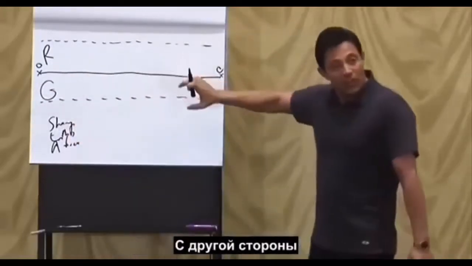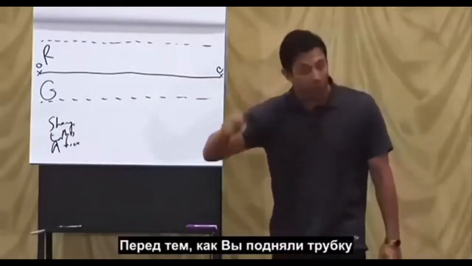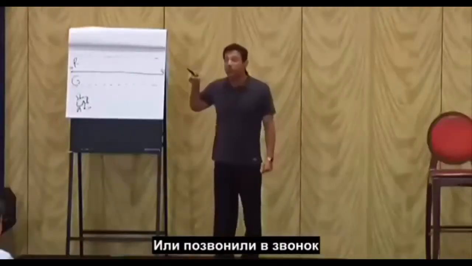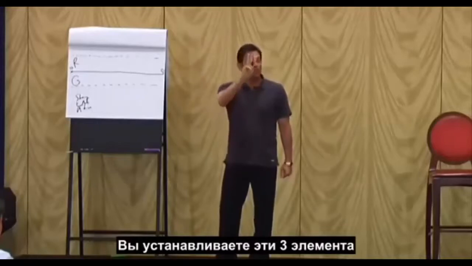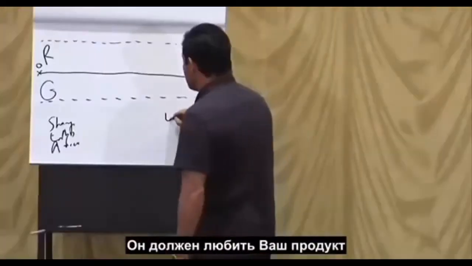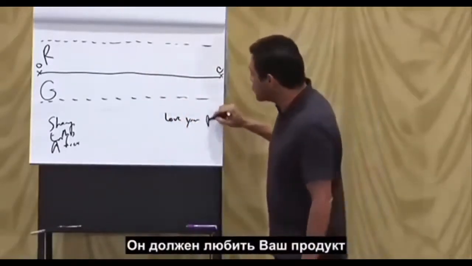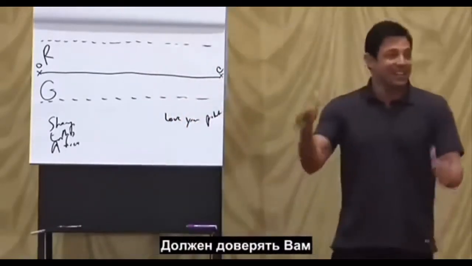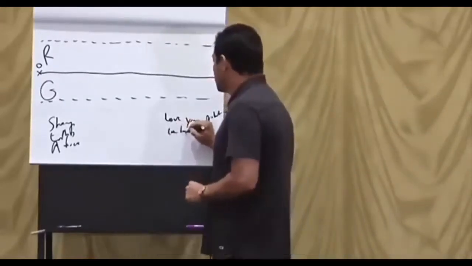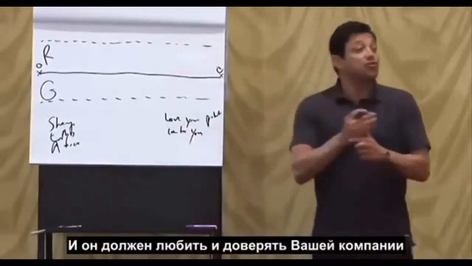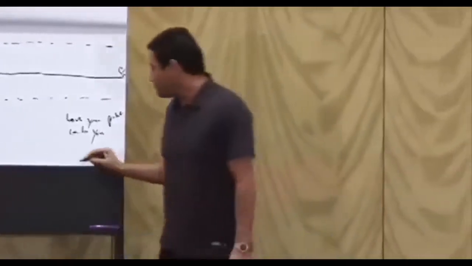On the other side of the equation, what do you need to accomplish? You know before you pick up the phone, before you open the door, face to face, before you bang on it, whatever it might be, you know you need to accomplish these three things. Number one, he's got to love your product. You know this. Take it out of the equation. There's no shortcuts. He's got to love your product. He's got to trust and love you. Like you know you care. He's got to love and trust you. And he's got to love, trust your company. You know this going in. The constants. Okay? Your company.